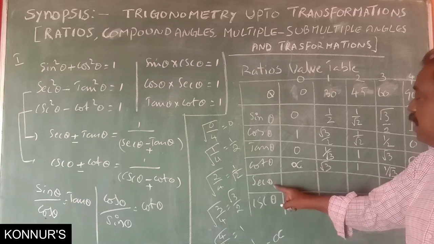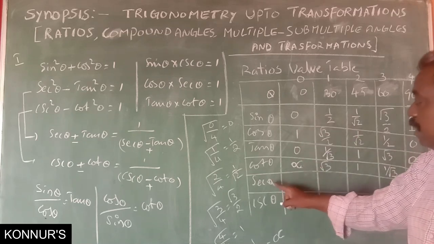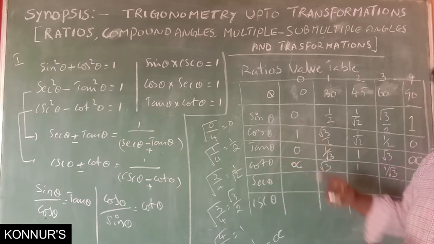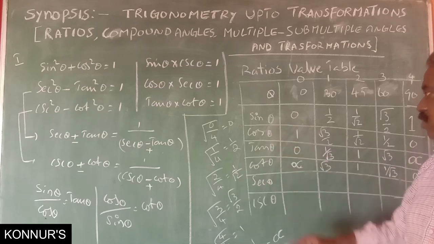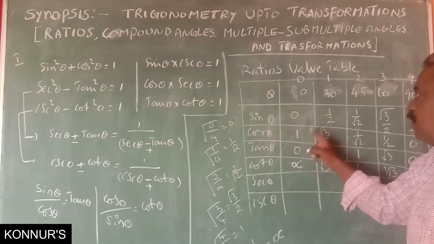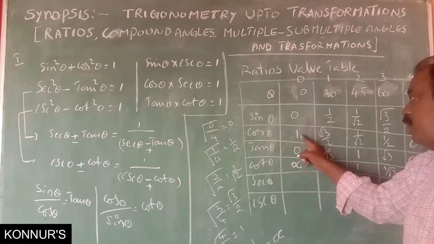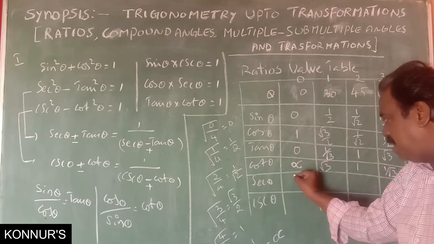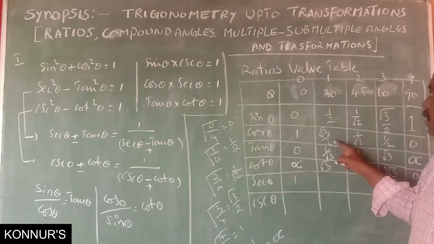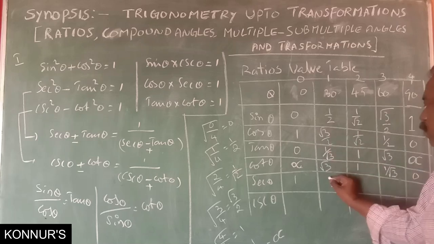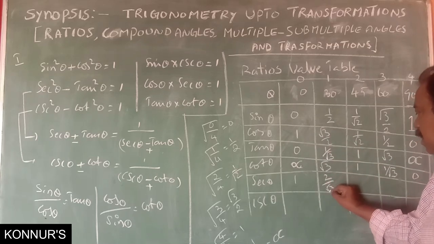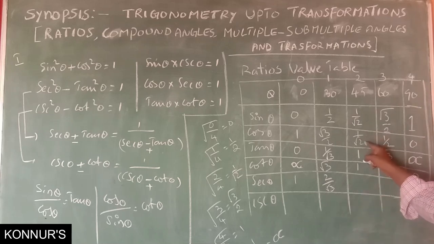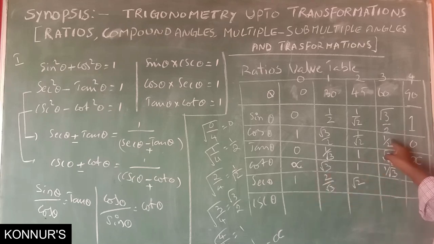Now, go back to secant. Secant theta, secant 0. In order to get secant 0, it is the reciprocal of cos. You know it well. What is the cos? 0 is 1. The reciprocal of cos 0: 1 by cos 0 is 1 by 1, which is 1. Similarly, secant 30, cos 30 is root 3 by 2, so it is 2 by root 3. Again, 1 by root 2, the reciprocal is root 2. Similarly, 1 by 2, the reciprocal is 2.